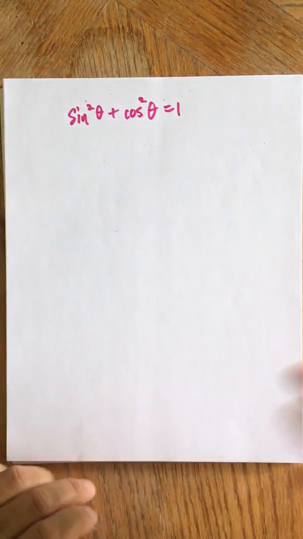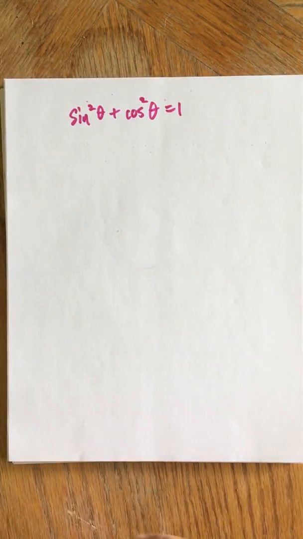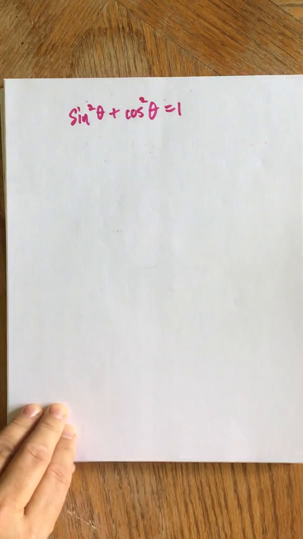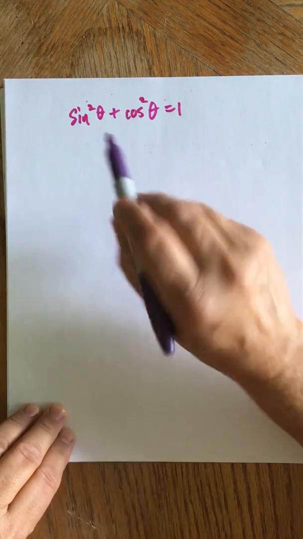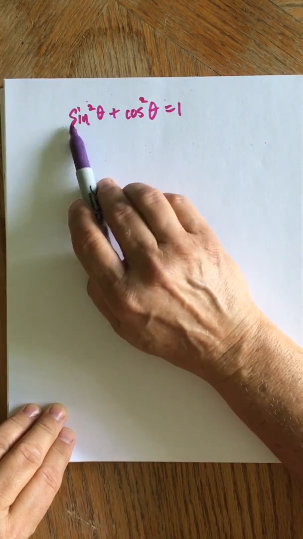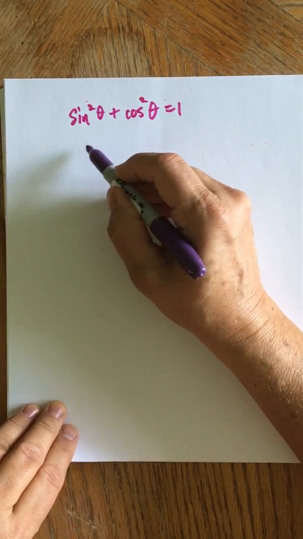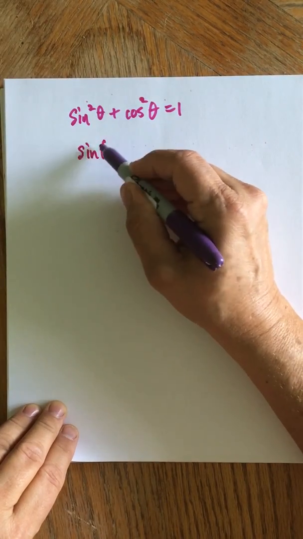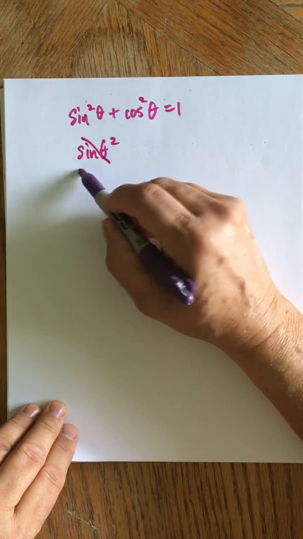So again, what this is saying is that regardless of what angle I put in there, this is going to be a true statement. First, let me make the comment that this is usually written here, and what we mean is the square applies to the function as opposed to the angle. So we don't mean this. That would be the square applies to the angle. That's not what we mean.